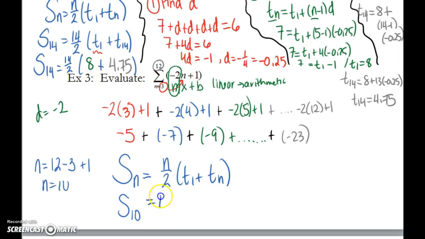All right, so we're going to put 10 in for n. Our first term is negative 5. Our 10th term is negative 23. And then we add them up, and we find our sum. And our sum here is negative 140.